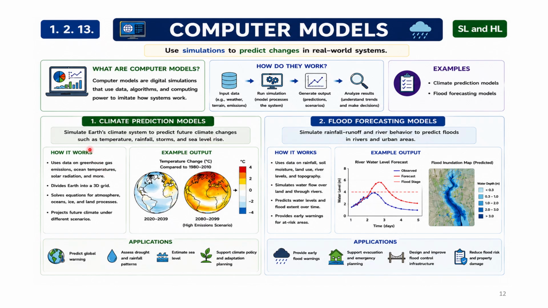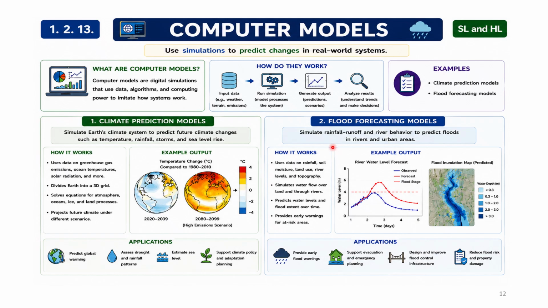One important application is climate prediction modeling. These models divide Earth into a three-dimensional grid and simulate interactions among the atmosphere, oceans, ice, and land. By testing different greenhouse gas emission scenarios, scientists can project future temperature increases, rainfall patterns, drought risks, storms, and sea level rise. For example, higher emission scenarios generally predict greater warming by the end of the century.